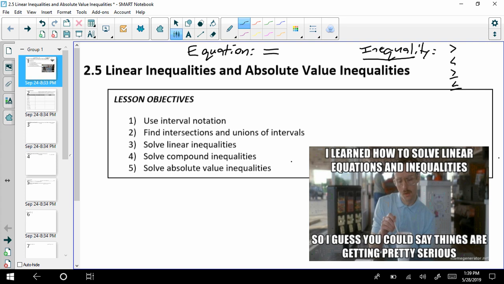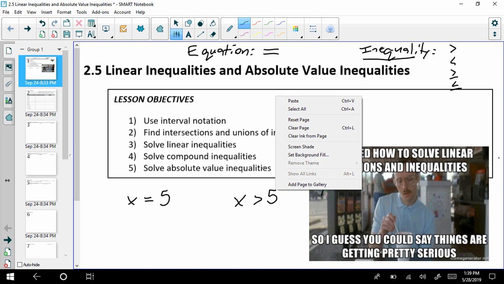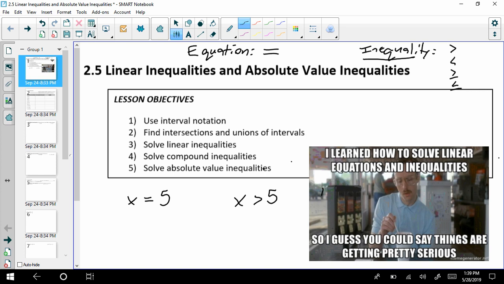One thing to keep in mind, let's say we solved something and I got the answer x equals 5. Well, I think we can agree that is one answer. That is one solution. But what if I solved an inequality and I got this at the end? X is greater than 5. If I said, okay, how many answers are there? Well, hopefully you tell me there's an infinite number of answers because 6 would be an answer.